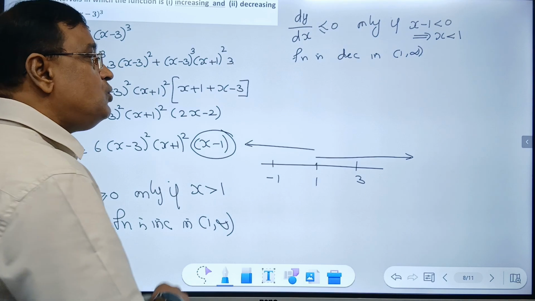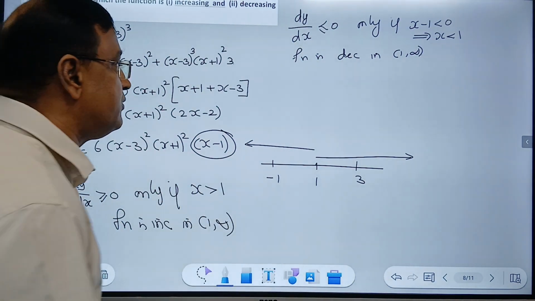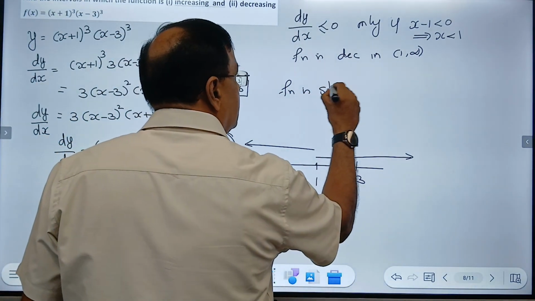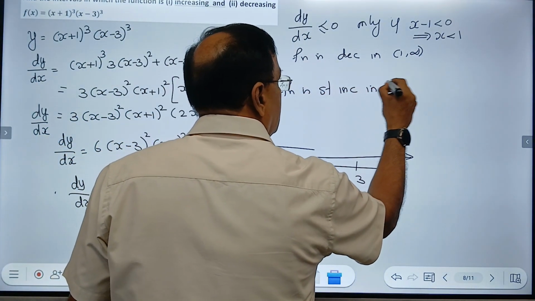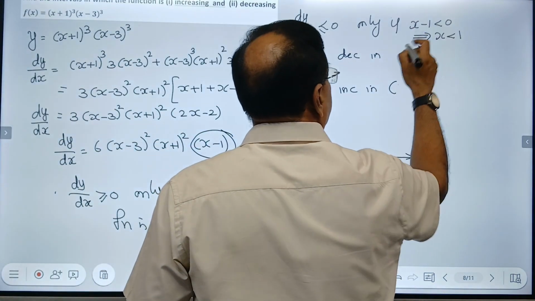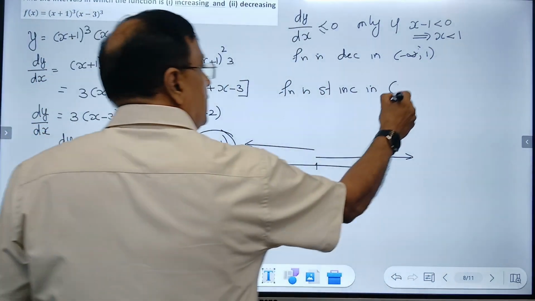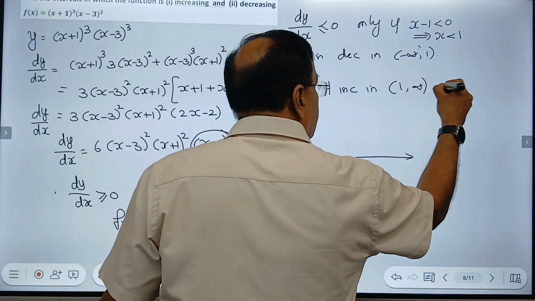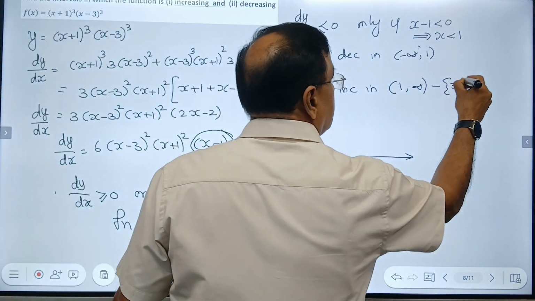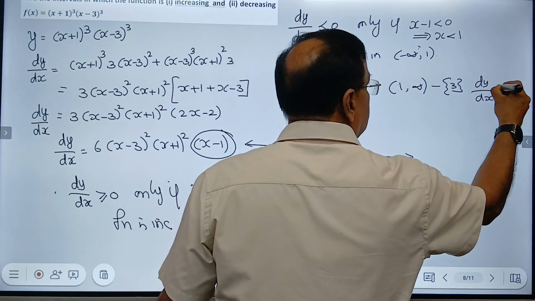Okay, suppose if you want to find where it is strictly increasing or strictly decreasing, what you should write? You can say the function is strictly increasing in, here I made a mistake, it's actually minus infinity comma 1. Strictly increasing where, in 1 comma infinity excluding 3. Here your dy by dx will not be equal to 0, it will only be greater than 0.